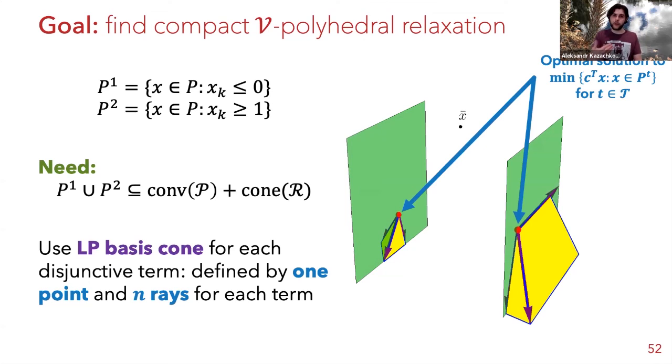The idea that we use is to optimize over each of those disjunctive terms. What we get is a point for each term, but not just a point, we actually have an optimal basis for each of those terms. The optimal basis turns out to define a cone. It's a simplicial cone, one with exactly n rays. And we have one of these cones for each of the terms. And moreover, that cone is a relaxation of the full disjunctive term.